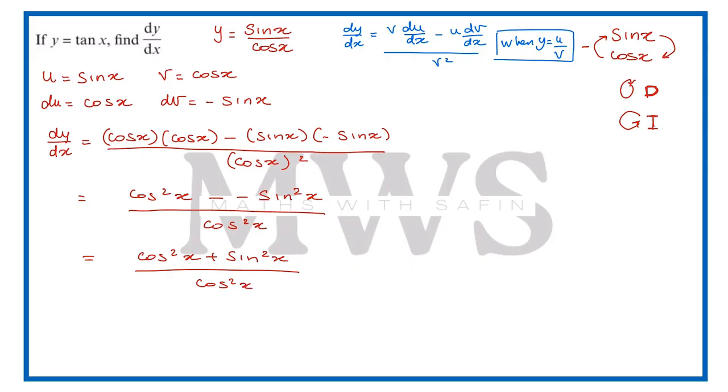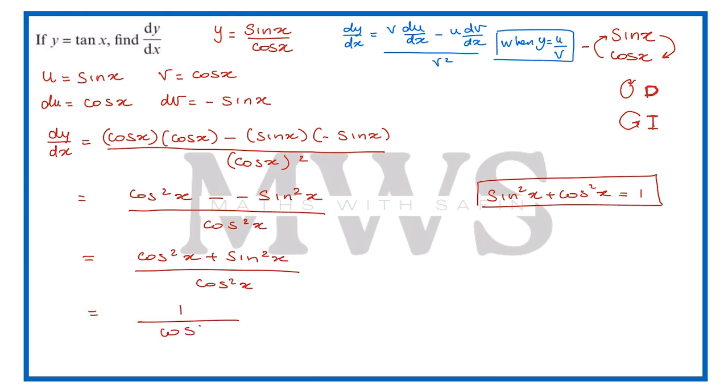So now the question is, what's sin squared plus cos squared? I remember that using the trig identities, sin squared x plus cos squared x can be written as 1. So if I use this trig identity, I can rewrite this as 1 over cos squared x. And we know that 1 over cos squared x is the same thing as sec squared x. Now we have shown that if y is equal to tan x, then dy over dx is equal to sec squared x. There we go.